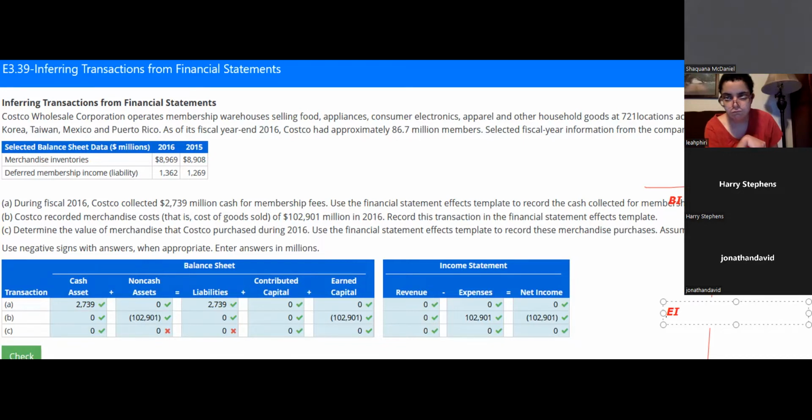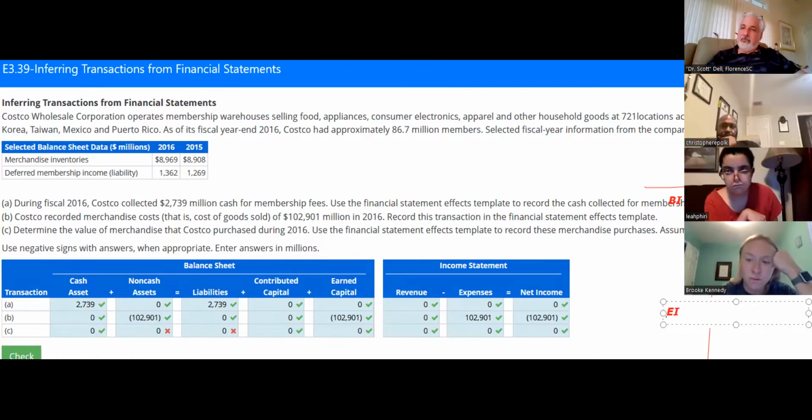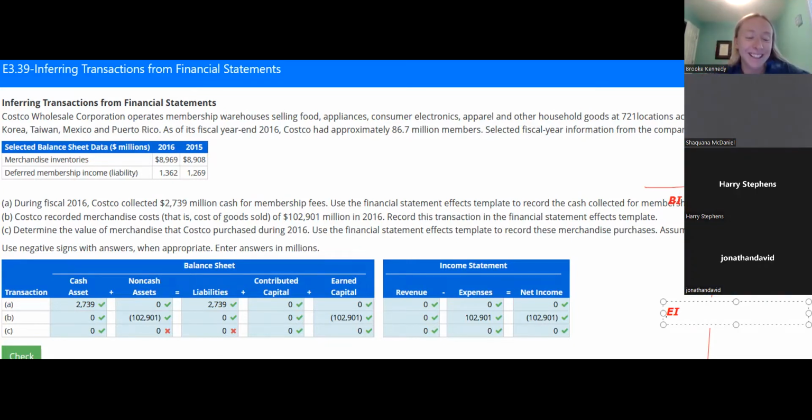Shaquana? Lee? Come on out. You guys still there? Or did I freeze? Nope, I saw Brooks' head move, so we didn't freeze. Come on, guys.